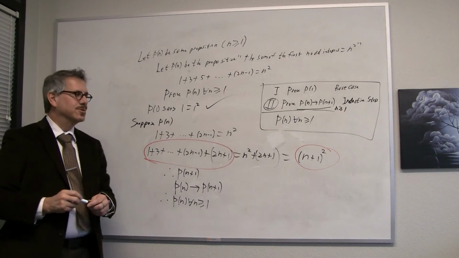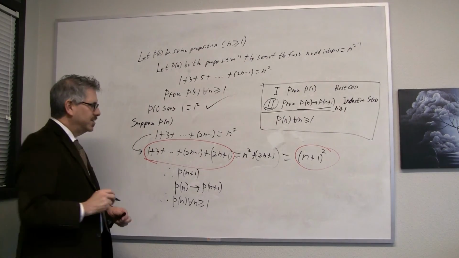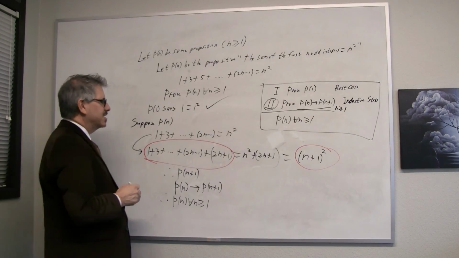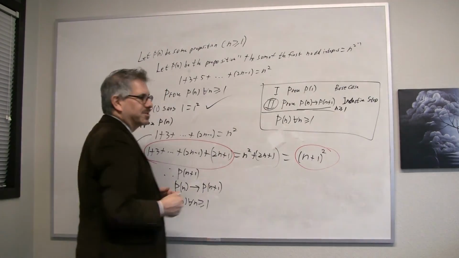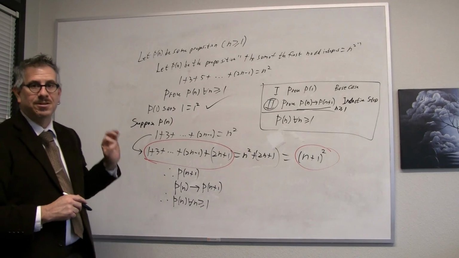That's really all there is to it. The whole trick is sort of finding how you make this leap from here to here. In this case, the trick was adding 2n plus 1 to both sides, and then it falls out. Let's take a look at another example of this.